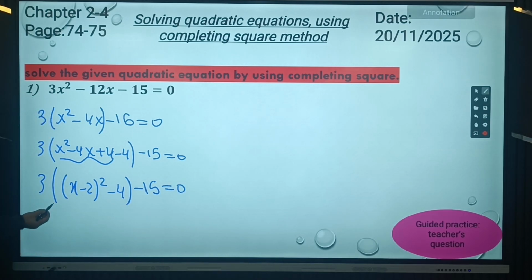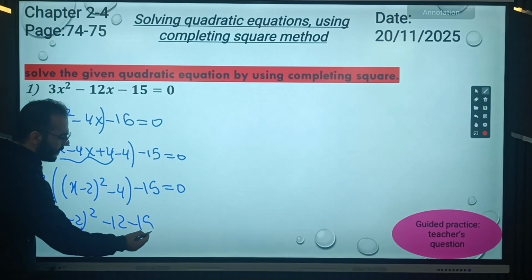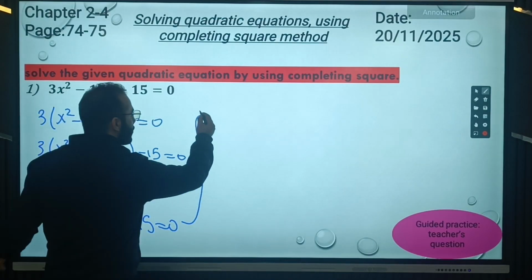So distribute this coefficient outside. It's going to become 3 times x minus 2 powered by 2, then 3 times negative 4, negative 12, minus 15 equals to 0. Let's move here.